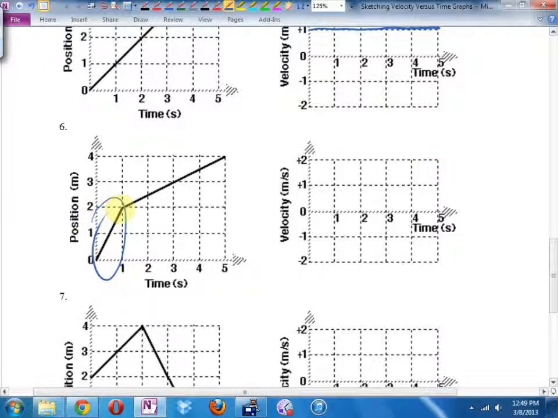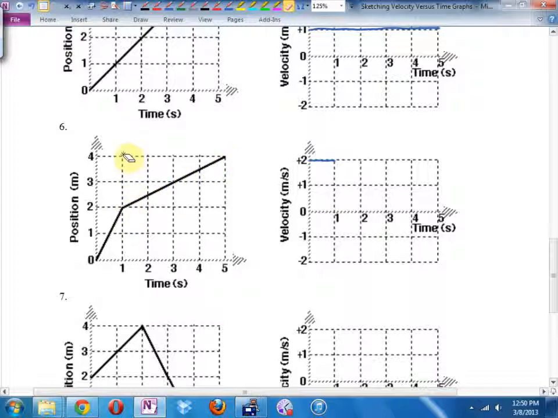What's the slope? Rise over run, 2 over 1. So for the first second, we're traveling that fast. Then for the remaining time, how fast are we traveling?